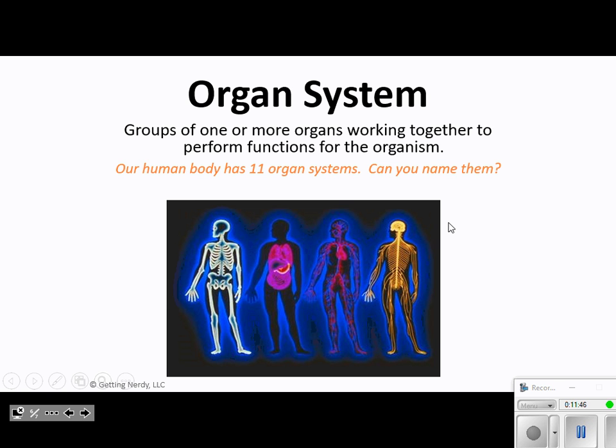Do things work well if we don't have oxygen to our cells? No. That's not good at all. We need to have oxygen to our cells for them to function. If not, bad things are happening. It says up here, our human body has 11 organ systems. Now, we're not going to name them all, but some of the more common ones. We've got a skeletal system, don't we? A bunch of different bones in our body.